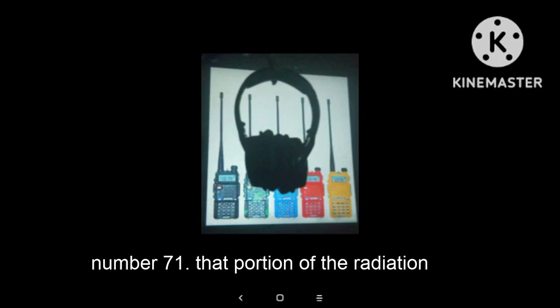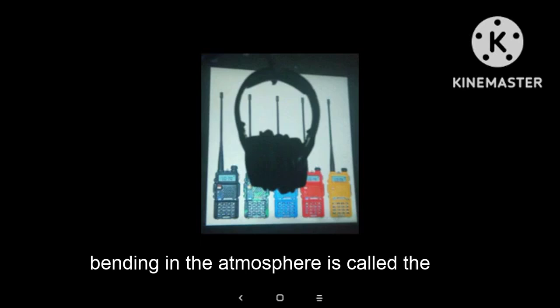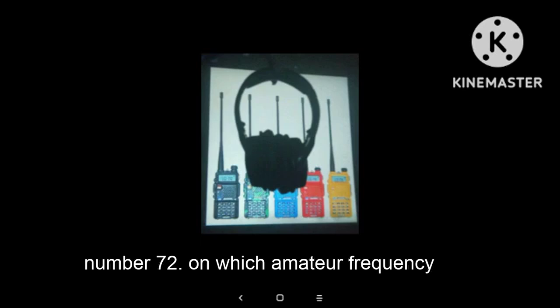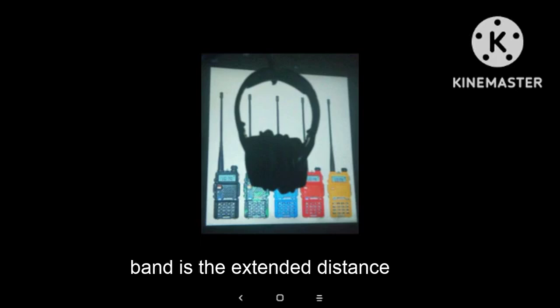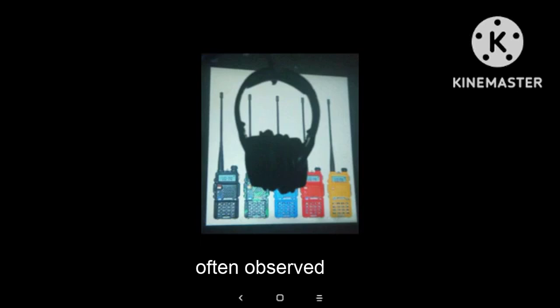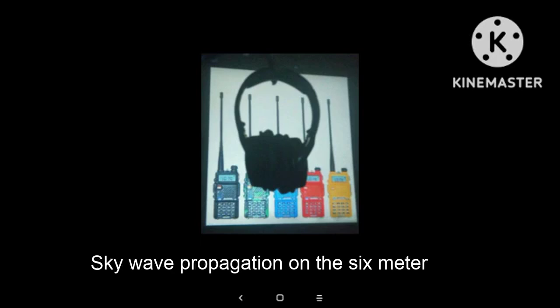Number 71. That portion of the radiation kept close to the Earth's surface during bending in the atmosphere is called the tropospheric wave. Number 72. On which amateur frequency band is the extended distance propagation effect of sporadic E most often observed? 6 meter. 73. Which ionospheric region most affects sky wave propagation on the 6-meter band?